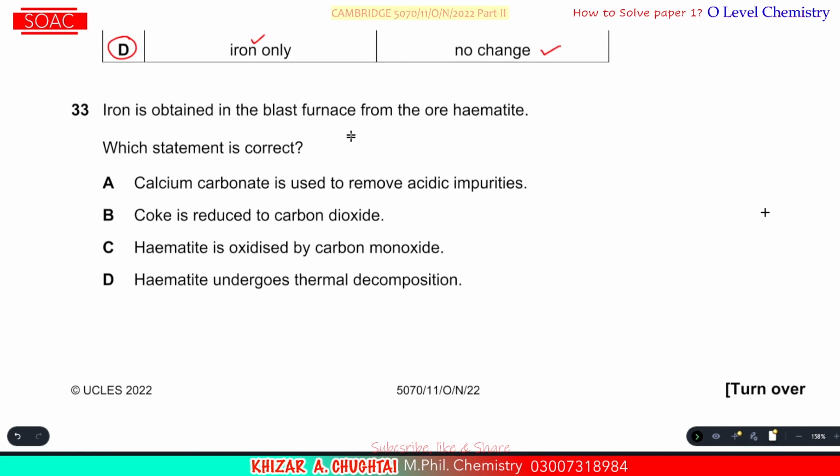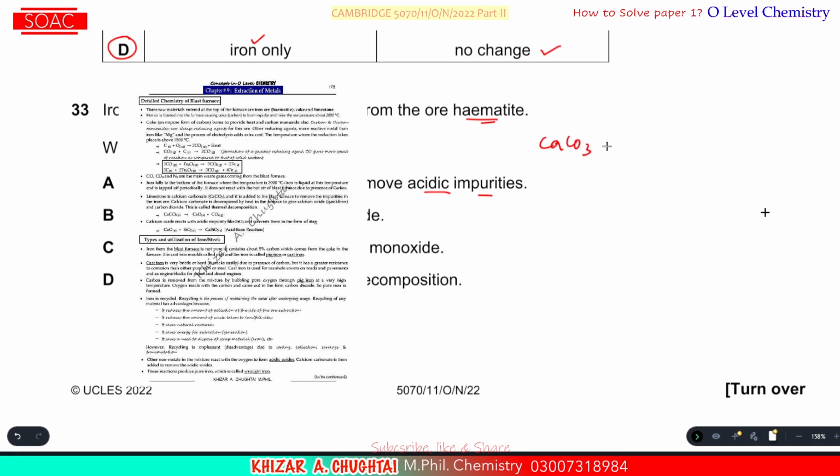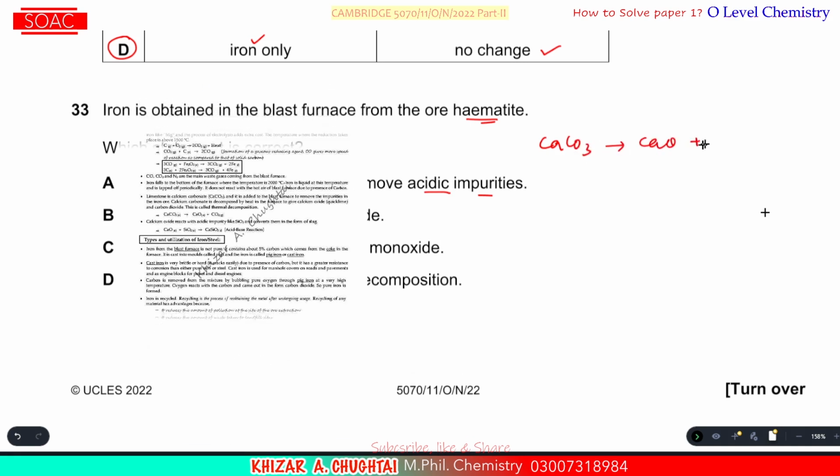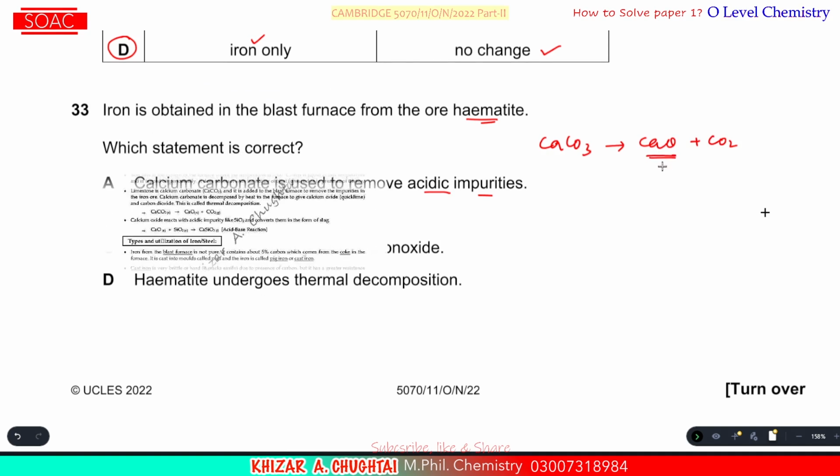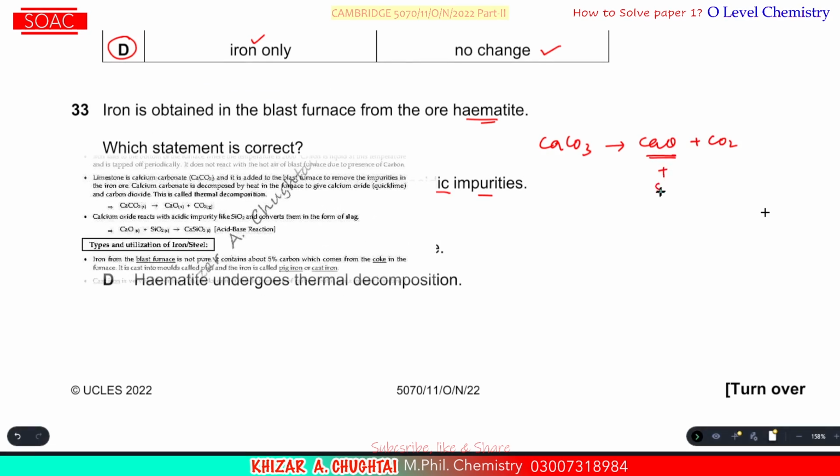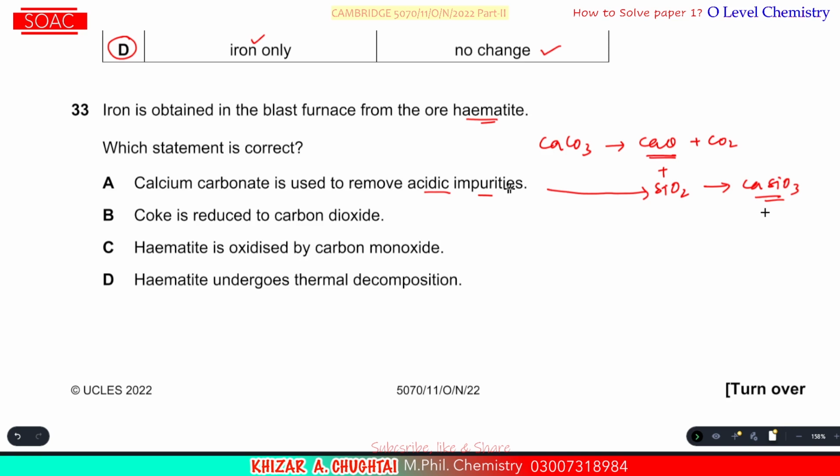Iron is obtained in the blast furnace from the ore hematite. Which statement is correct? Calcium carbonate is used to remove acidic impurities. Yes, basically calcium carbonate is heated to make calcium oxide and CO2. This calcium oxide is basic, and it is going to react with silicon dioxide, which is an acidic impurity, to make calcium silicate, CaSiO3. So yes, the first option is the correct option. So there is no need to check the further options.